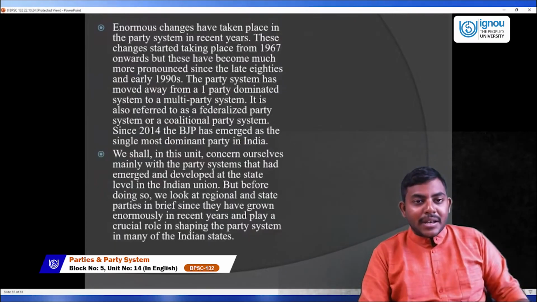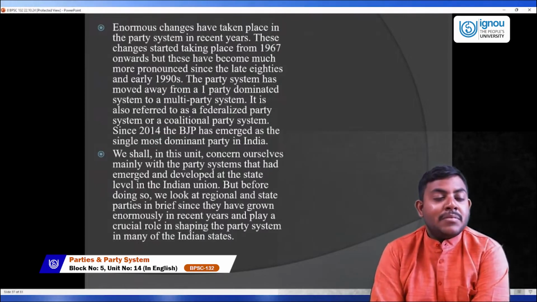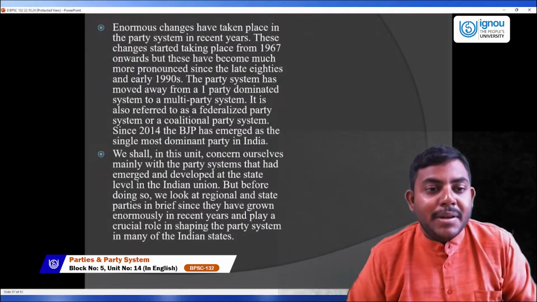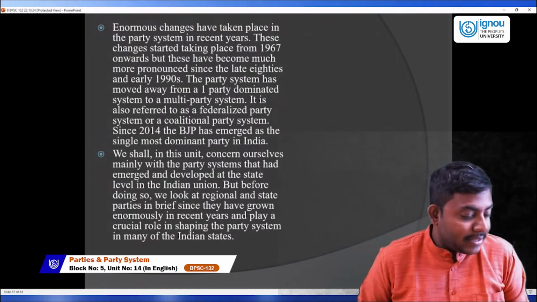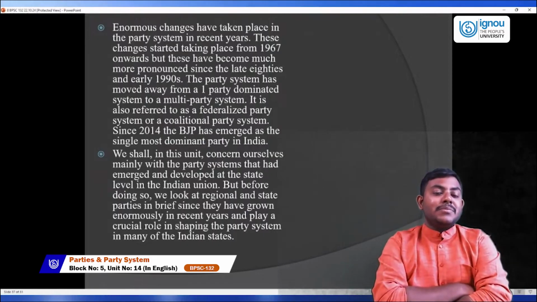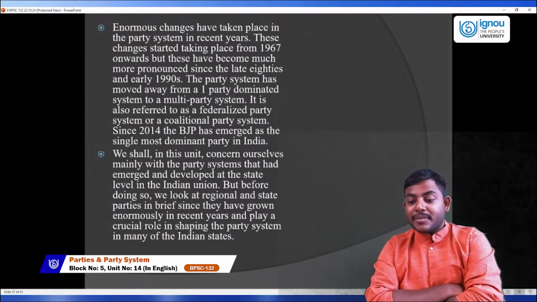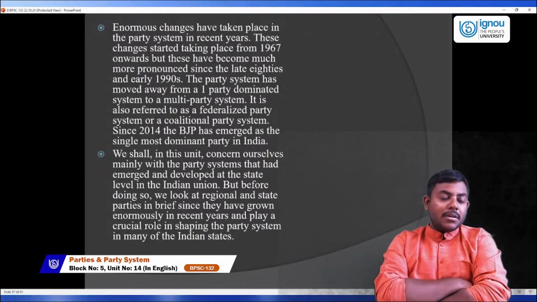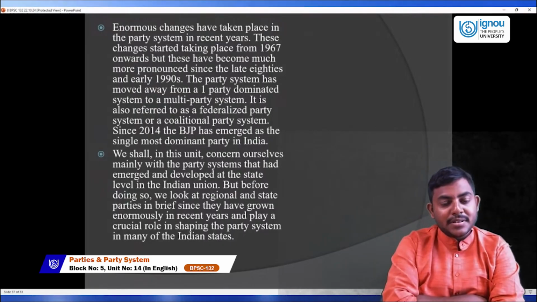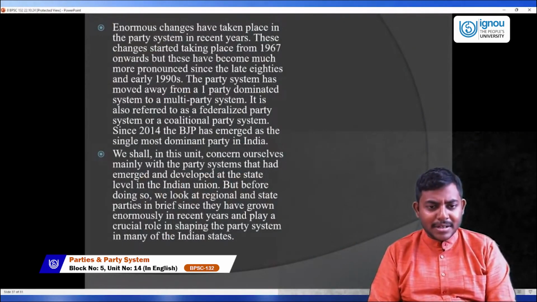Enormous changes have taken place in the party system in recent years. These changes started taking place from 1967 onwards, but these have become much more pronounced since the late 80s and early 1990s. The party system has moved away from a one-party dominated system to a multi-party system. It is also referred to as a federalized party system or a coalitional party system, with the party systems that had emerged and developed at the state level in the Indian Union.